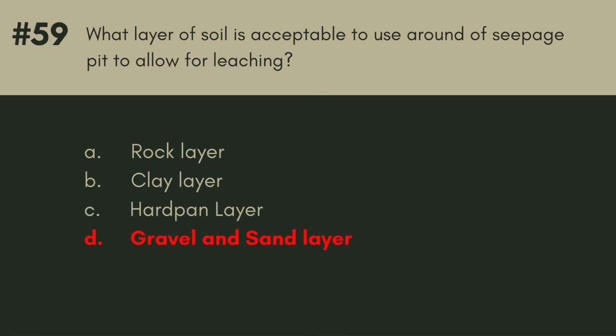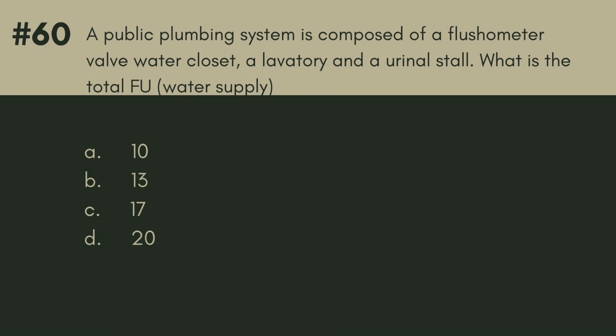Gravel and sand layer. Question 60. A public plumbing system is composed of a flushometer valve water closet, a lavatory and a urinal stall. What is the total fixture unit for water supply? A. 10. B. 13. C. 17. D. 20. The answer? It's C. 17 fixture units. Break time.